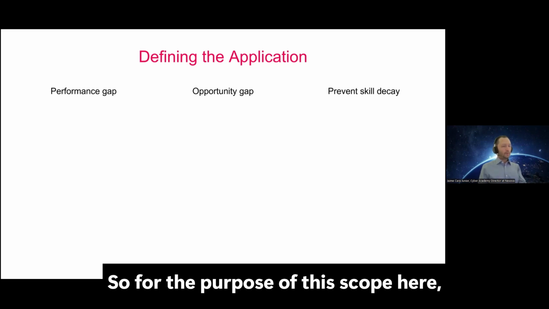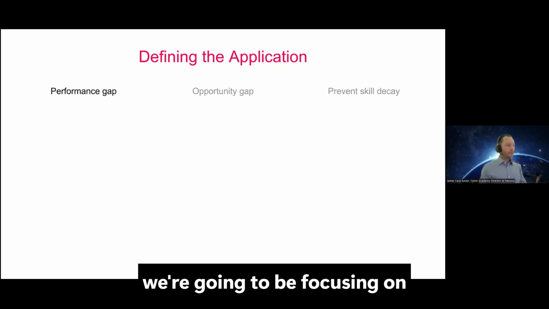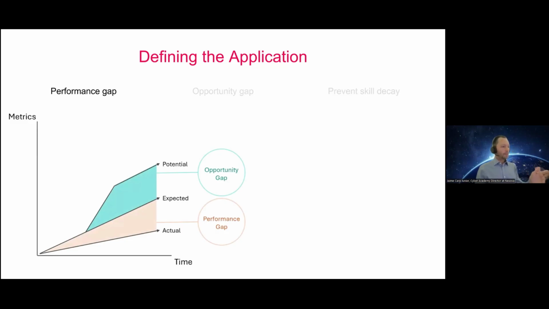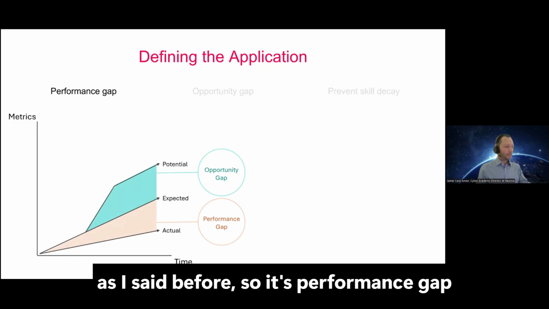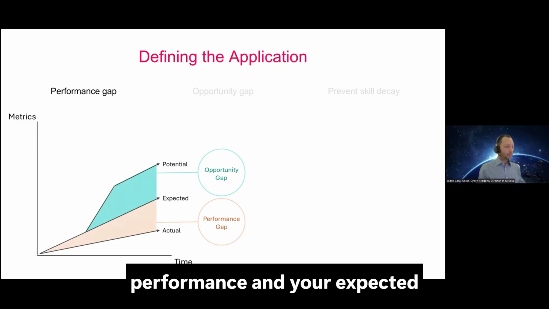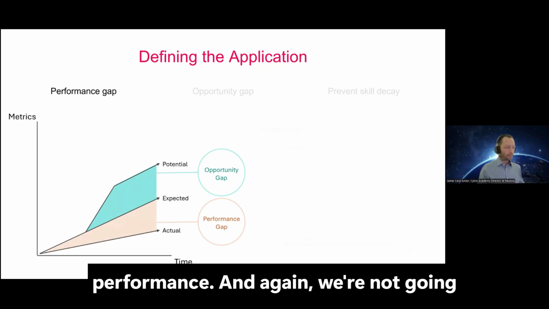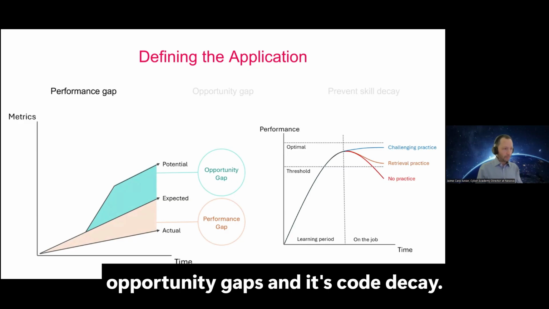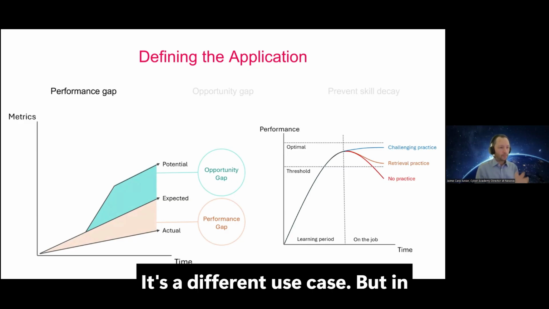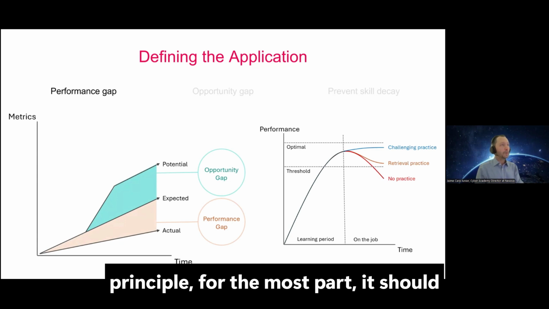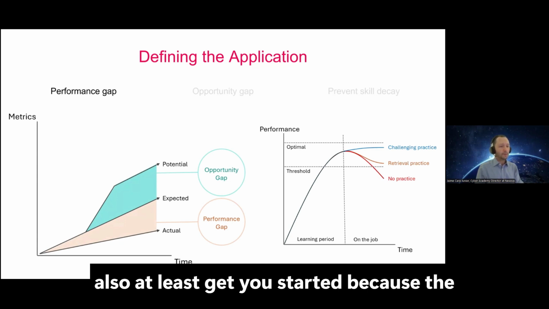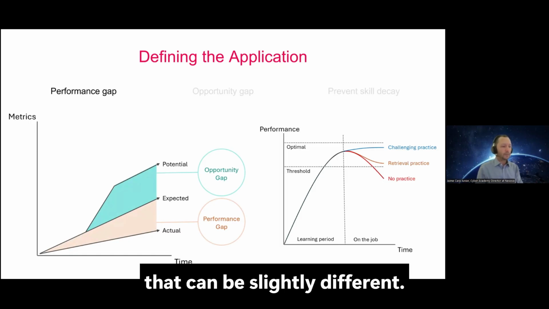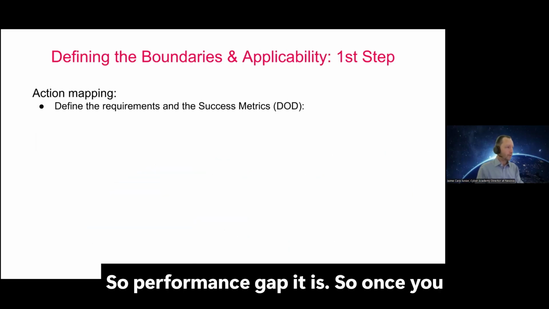So for the purpose of this scope, we're going to be focusing on performance gap. As I said before, performance gap is the difference between your actual performance and your expected performance. We're not going to tackle opportunity gaps and skill decay, which are a different use case. But in principle, for the most part, this should also get you started, because the logic still applies, just the procedures and the sequence can be slightly different. So performance gap it is.